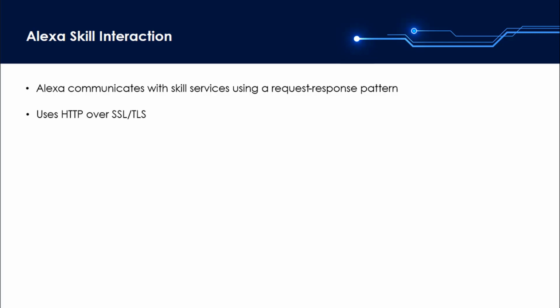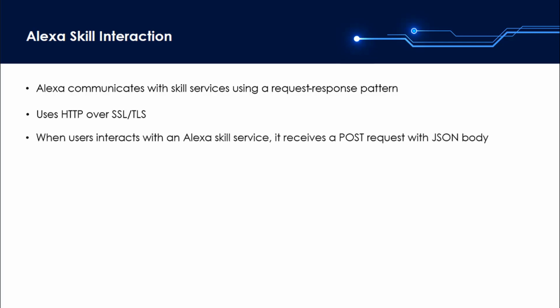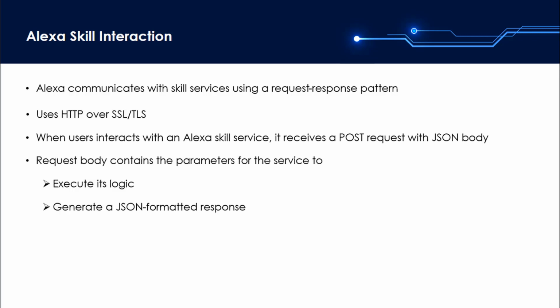We can use HTTP over SSL and TLS to create a secure communication environment. To interact with the Alexa skill service, which is deployed in the cloud, the user sends a POST request with a JSON body. The JSON body contains various elements, where the payload is one of the integral parts. The request body contains parameters for the service to execute the logic. Once execution of the logic is complete, it generates a JSON formatted response, which is sent back to the device, which uses a voice interface to interpret the response.